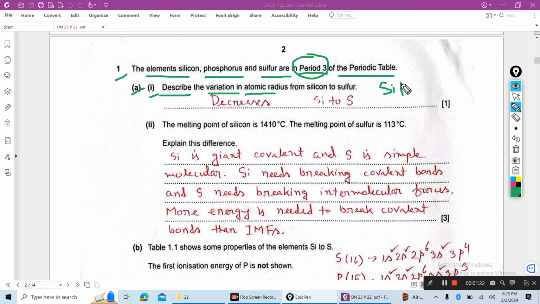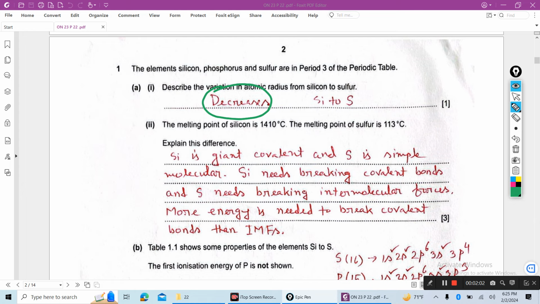Silicon, phosphorus, sulfur. This is across the period, left to right. So, radius decreases. Across the period, atomic radius decreases because the number of protons increases. So, the protons attract the electron shell more strongly. That's why radius decreases. From silicon to sulfur, atomic radius decreases.